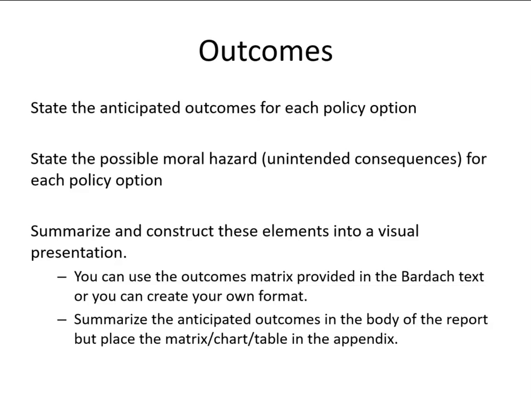Be sure to summarize and construct these particular elements into some type of visual presentation. You'll summarize the anticipated outcomes in the body of the report, but the visualization, and you'll see on the Bardock text that they're giving you one example of what an outcomes matrix might look like. You don't have to adopt that matrix. You can come up with your own format, but whatever visual that you create, make sure you put that piece in the appendix. So the summary will go in the body, and the matrix itself will go into the appendix.